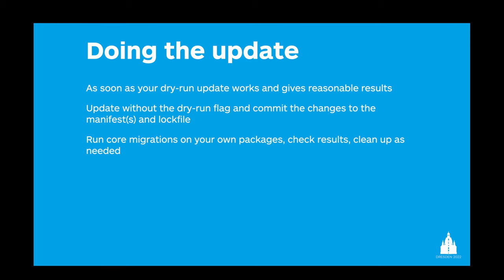Doing the update. Now, doing the update actually means, if you do the dry run and the results turn out to be installable and it looks fine, you just do it. Then you update without the dry run flag, you commit the results, and then you run the core migrations. So flow core migrate, and then one package after the other. For which packages do you do that? For your own packages.